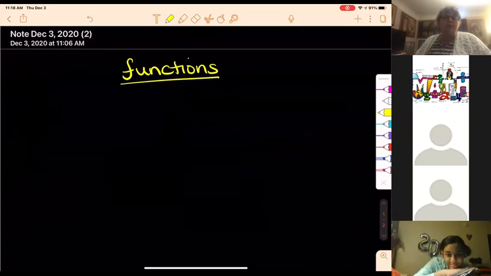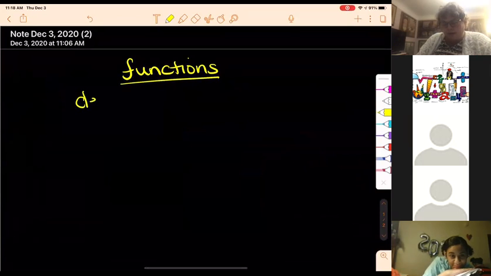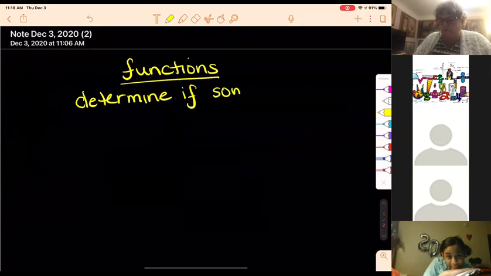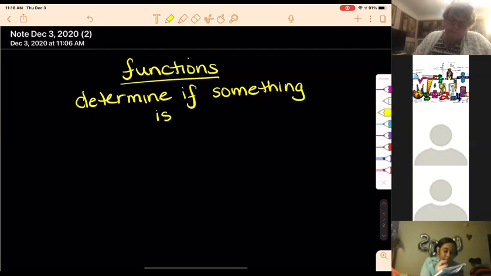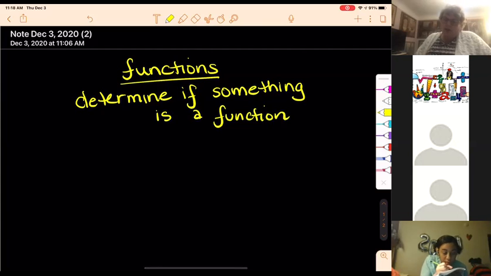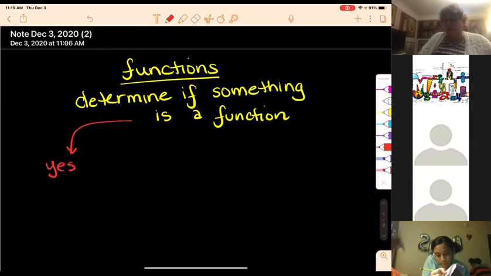So what I'm going to start with right here is some idea of what functions are, and we're going to talk about how we determine if something is a function. And basically, if you're determining if something is a function, either it's going to be yes, it's a function, or no, it's not.